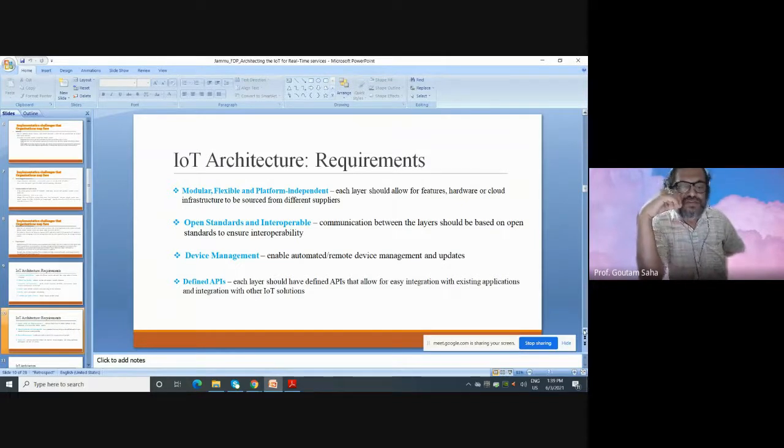So device management should be remote, with defined APIs. APIs help in the process. Each layer should have defined APIs, and APIs that allow easy integration of existing applications with the integrated IoT solutions.